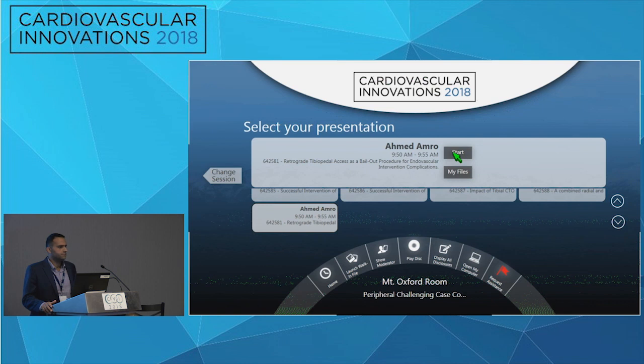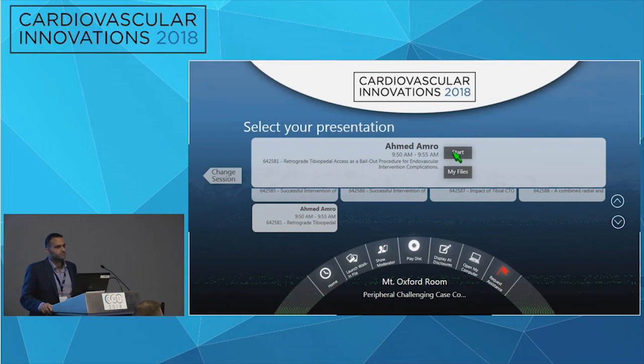Good case again. What is the mechanism? This was a wire perf, right? So it was a wire perf, right at the cap of the CTO. The wire just passed beside it and created a flap. It was an actual perforation, but it was not before or after we crossed the cap. We did not even cross. It was just at the edge. Because usually wire perfs are managed very conservatively: you do a prolonged balloon tamponade, and most of those are self-limiting.